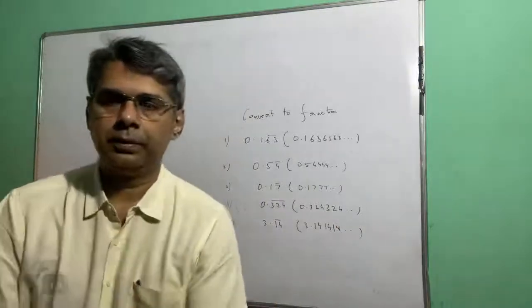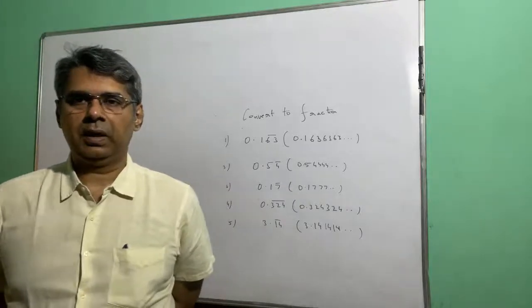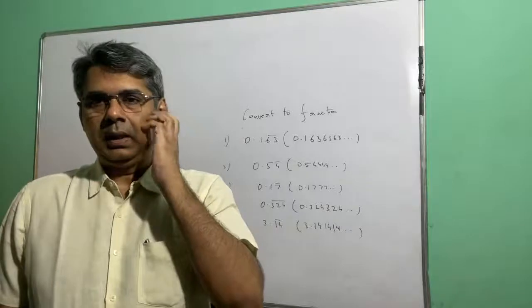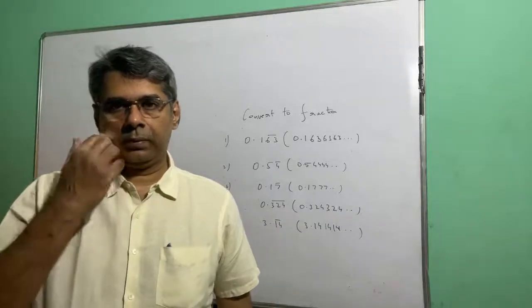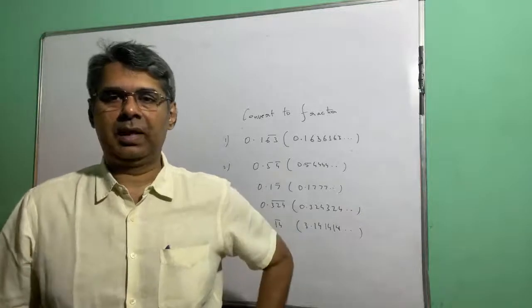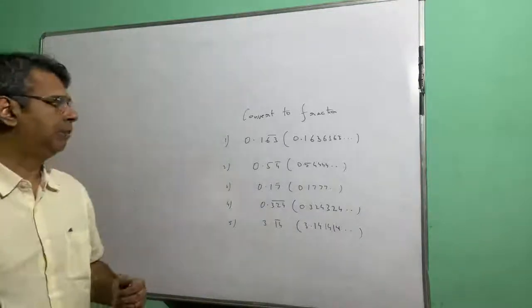Good morning, all of you. In today's session of class 9 maths, we are going to go back to the topic of recurring decimal. Rational numbers can be terminating decimal, they can also be recurring decimal.